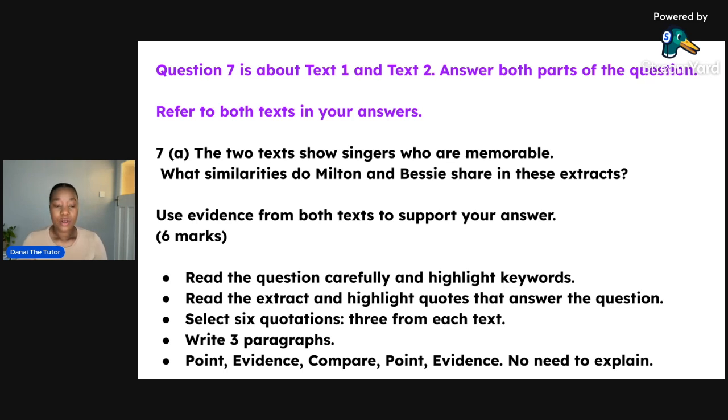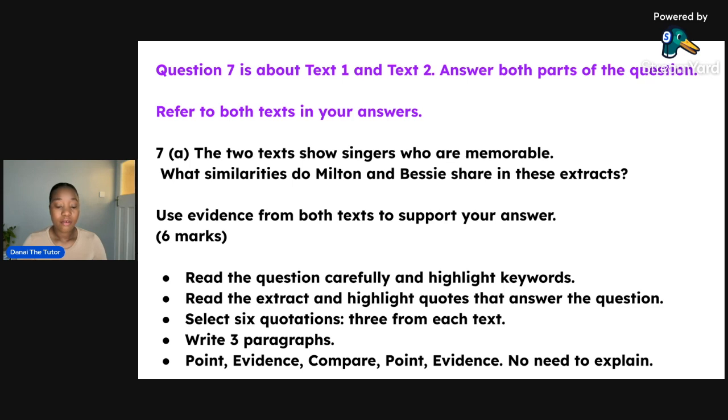And it reads as follows: the two texts show singers who are memorable. What similarities do Milton and Bessie share in these extracts? Use evidence from both texts to support your answer. So read the question carefully and highlight key quotes. Read the extract and highlight quotes that answer the question. Select 6 quotations, 3 from each text.